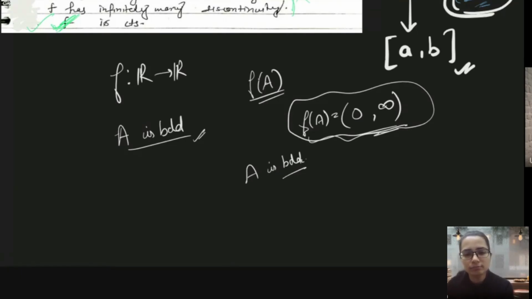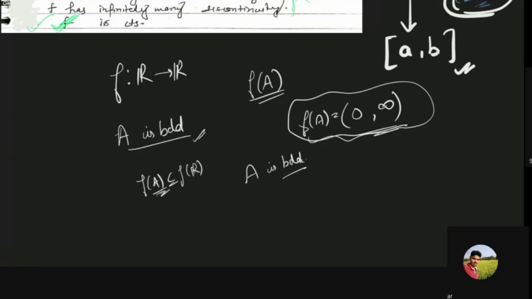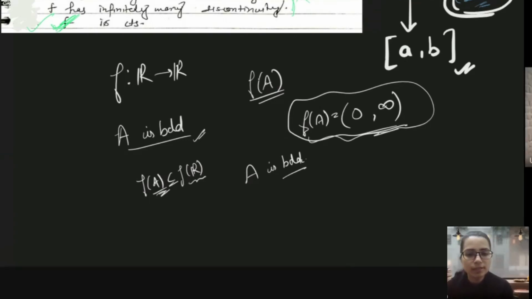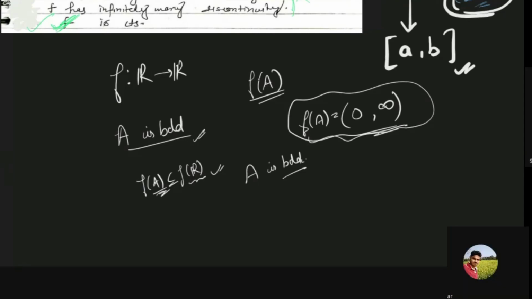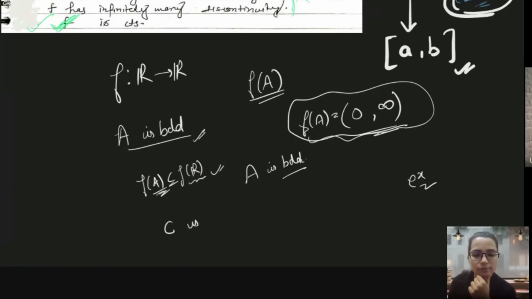So f of A will also be a subset of R. Ma'am, let the supremum of A be C. Let C be the supremum of A. So C is the supremum of A.